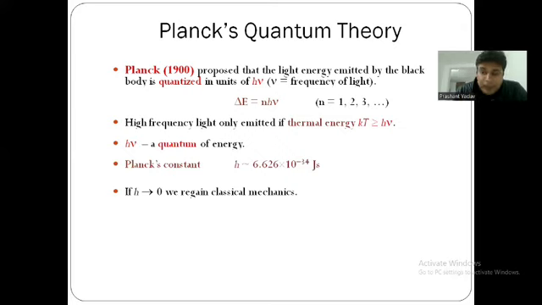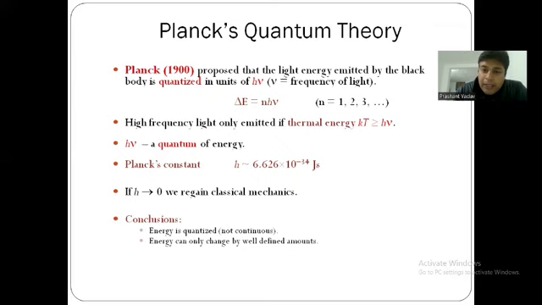So this shows that radiation is absorbed and emitted in terms of bundles, and this bundle is known as a quantum of energy. When h tends to zero, meaning when h goes to zero, quantum mechanics turns into classical mechanics.